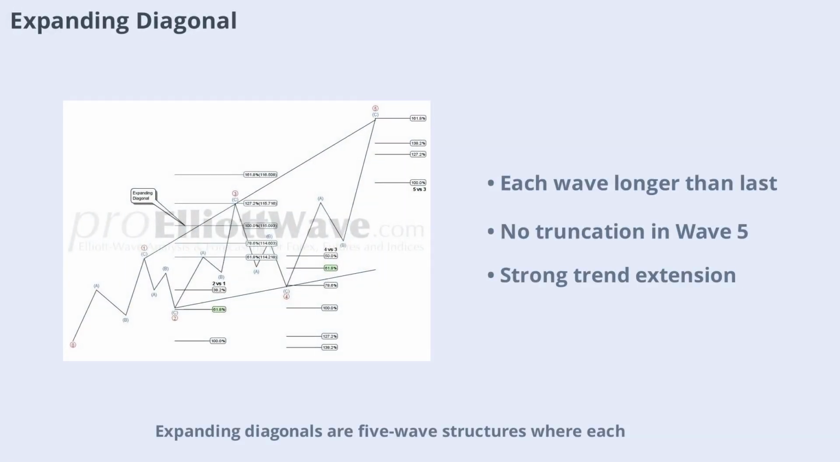Expanding diagonals are 5-wave structures where each wave is longer than the previous one. They occur in wave 5 of an impulse or wave C of a zigzag or flat correction. The structure is always 3-3-3-3-3. Wave 2 never moves beyond the origin of wave 1, and wave 3 must go beyond wave 1. Wave 4 must move into wave 1's range but not beyond wave 2. In an expanding ending diagonal, wave 5 must go beyond the end of wave 3, with no truncation. These patterns are less common, but important for identifying strong trend extensions.